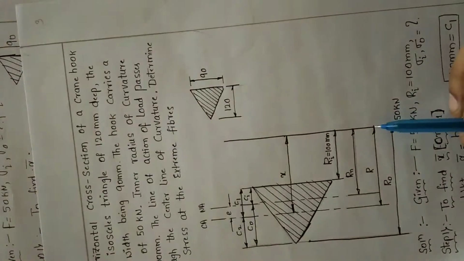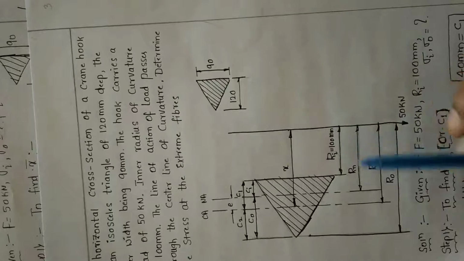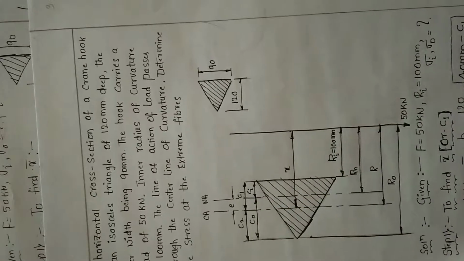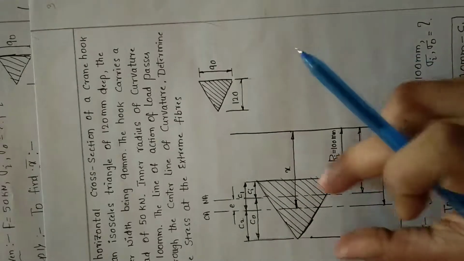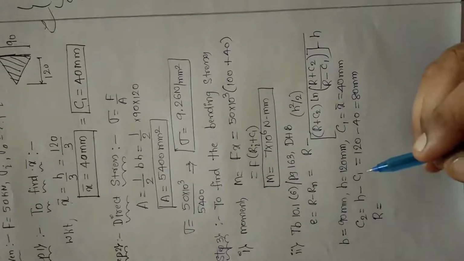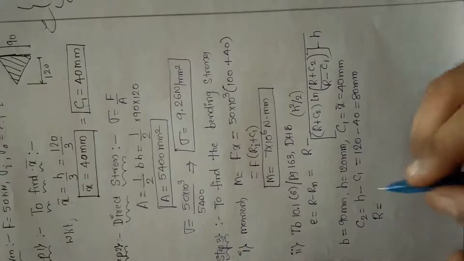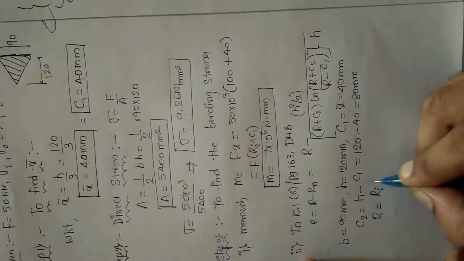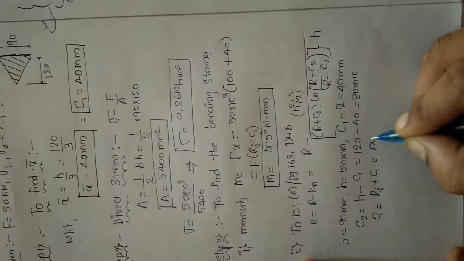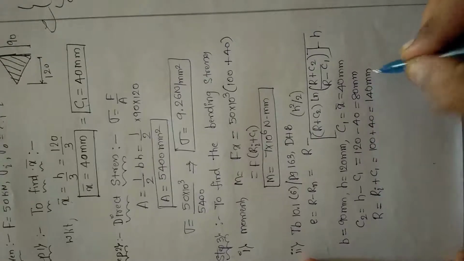R I can find as the distance from the radius of curvature to the centroidal axis. Distance from the radius of curvature to the centroidal axis is Ri plus C1, and even I can find R naught, Ri plus H. So this I have already discussed here. So R will be Ri plus C1, 100 plus 40, this is 140 mm.